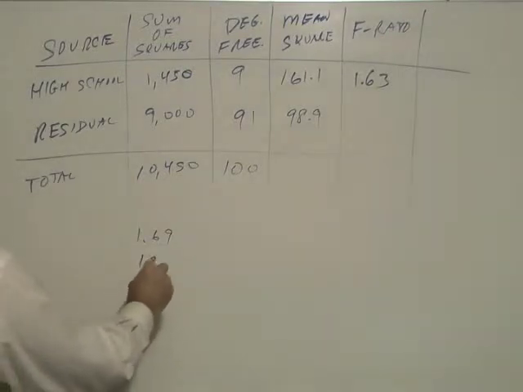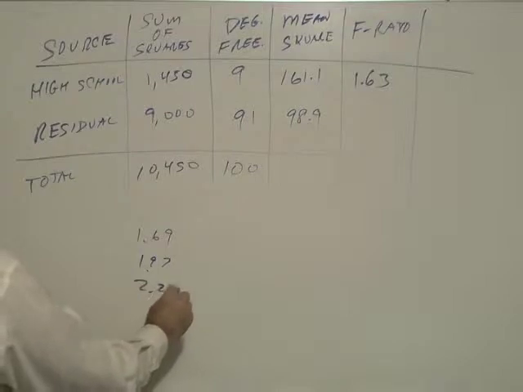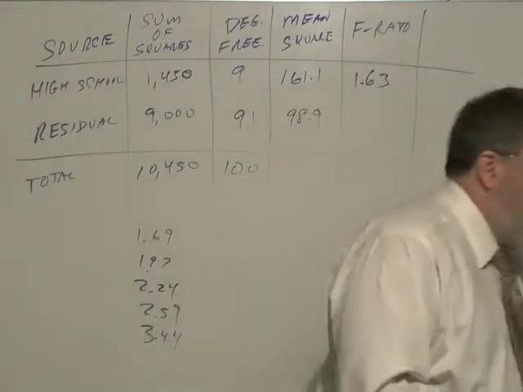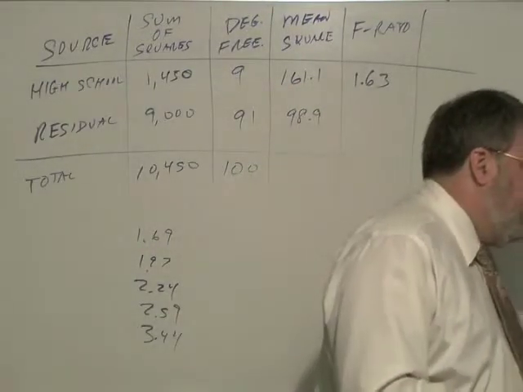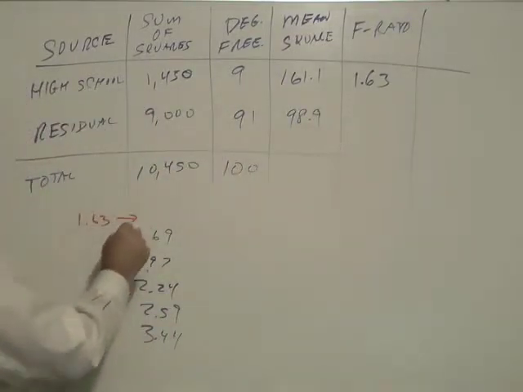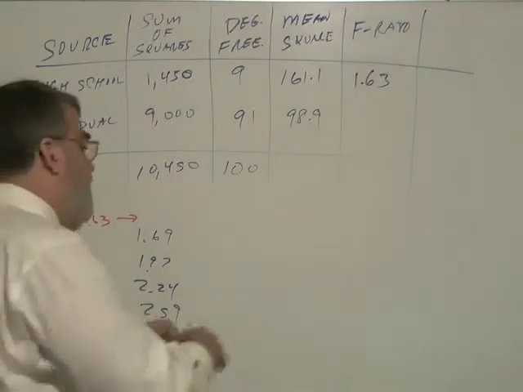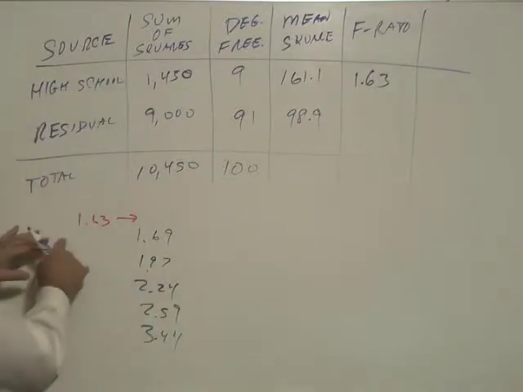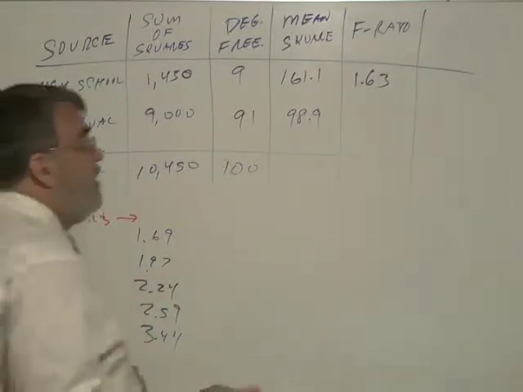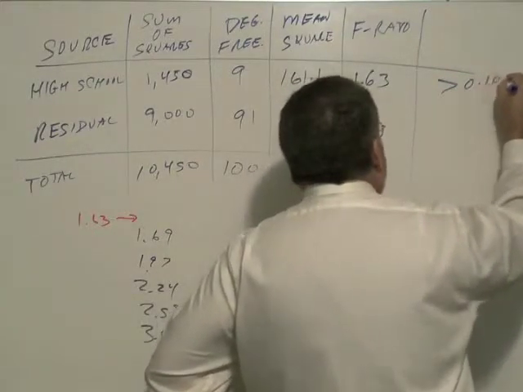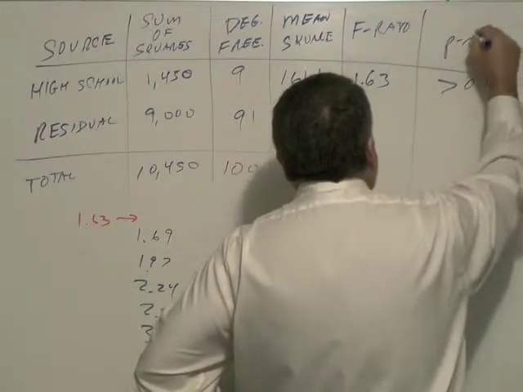1.69, 1.97, 2.24, 2.59, and 3.44. And our F ratio happens to be above those. And so 1.63 is above, which means that's above those probabilities. Well, this probability was 0.100, so this is greater than 0.100, the p-value.